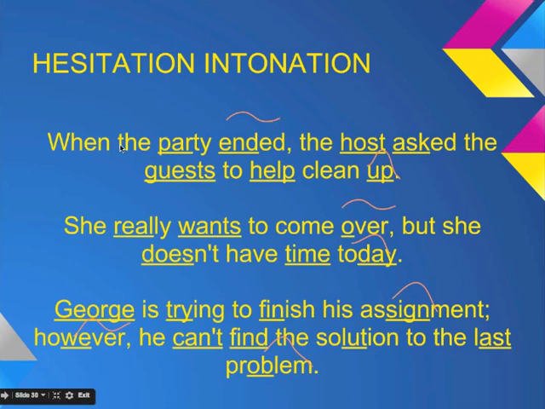Let's try them. When the party ended, the host asked the guests to help clean up. She really wants to come over, but she doesn't have time today. George is trying to finish his assignment. However, he can't find the solution to the last problem. So notice here on the conjunctive adverb, the word however will receive the hesitation. And this is because of the semicolon we see here.